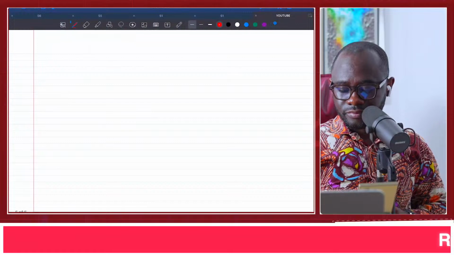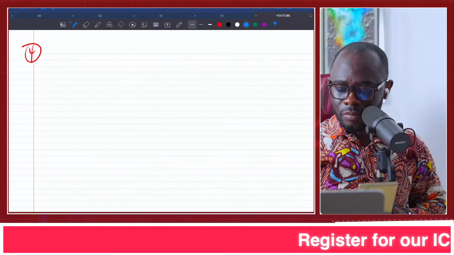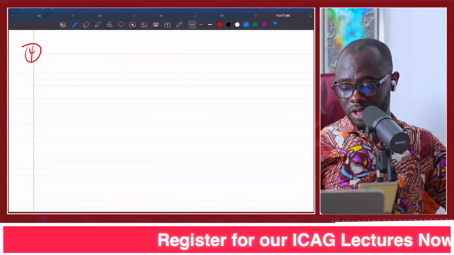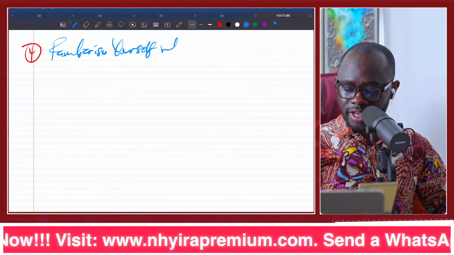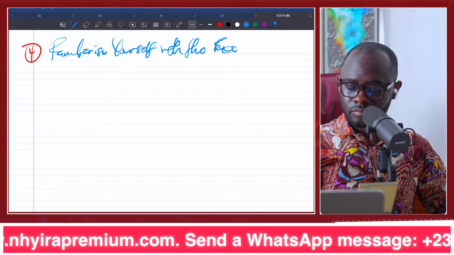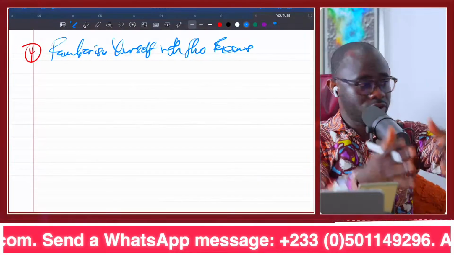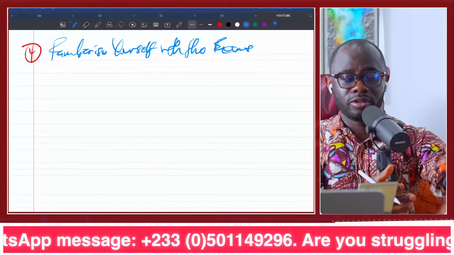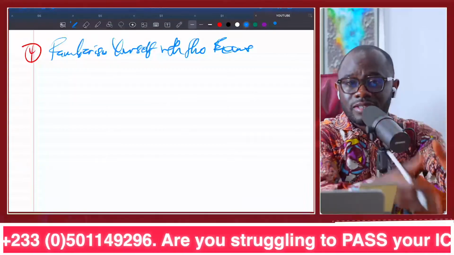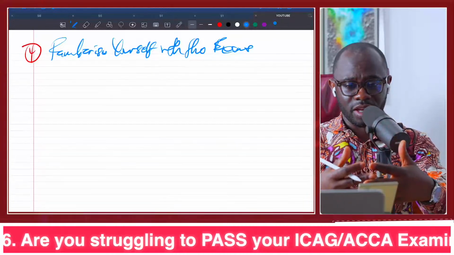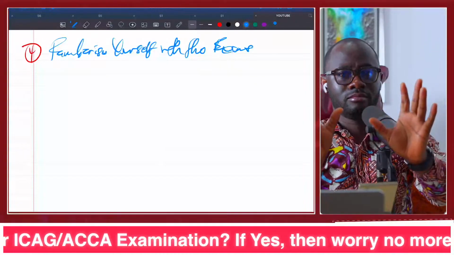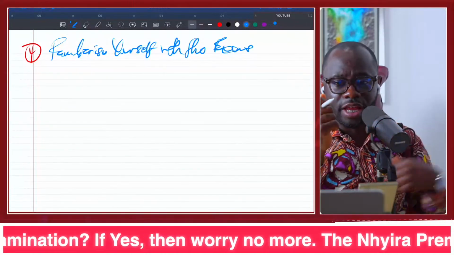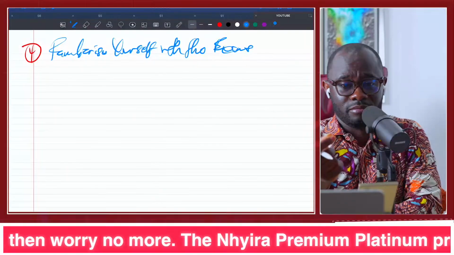Number 4, the strategy that I'm going to be leaving you with to position you to pass the examination is to familiarize yourself with the exam. This means know the syllabus. Know what is in the syllabus. Very important. Know the structure of the examination. What are the topics the examiner is going to be bringing? What is the scope of the exam that the examiner is going to be looking at? Familiarize yourself with the exam.